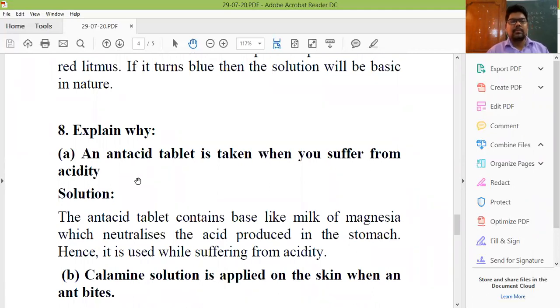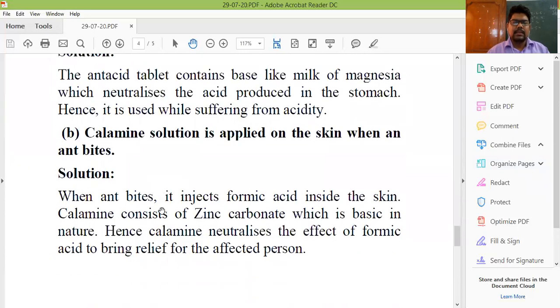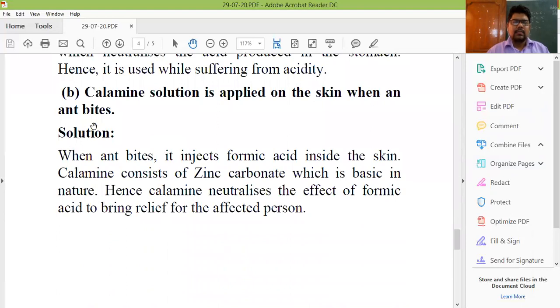See question number 8, explain why. It is very important. First one is A: antacid tablet is taken when you suffer from acidity. The antacid tablet contains a base like milk of magnesia, which neutralizes the acid produced in the stomach. Hence it is used while suffering from acidity. See question B.